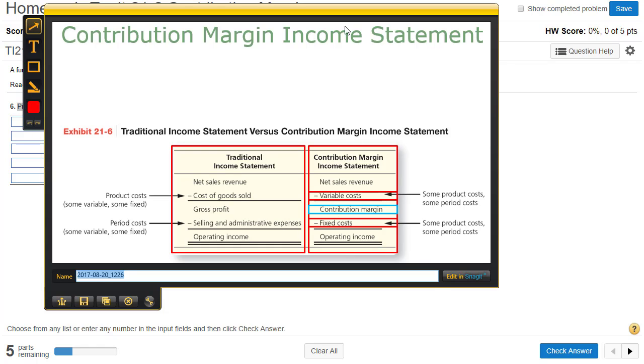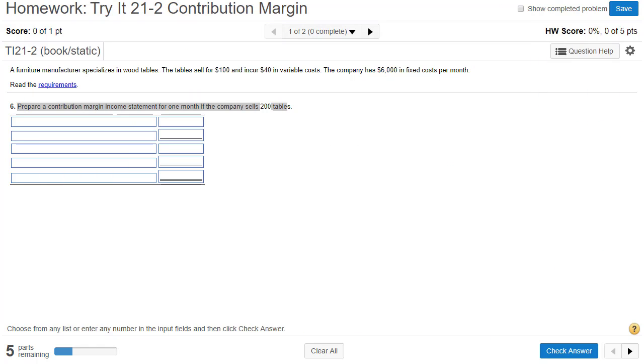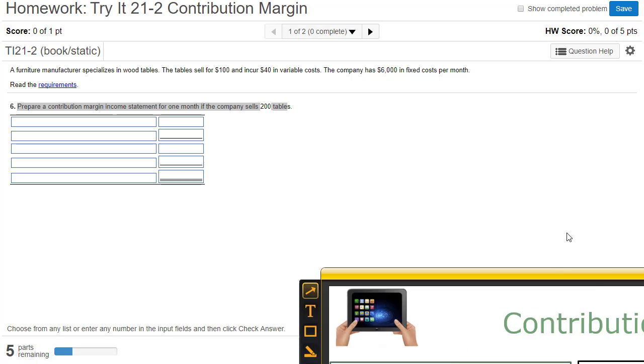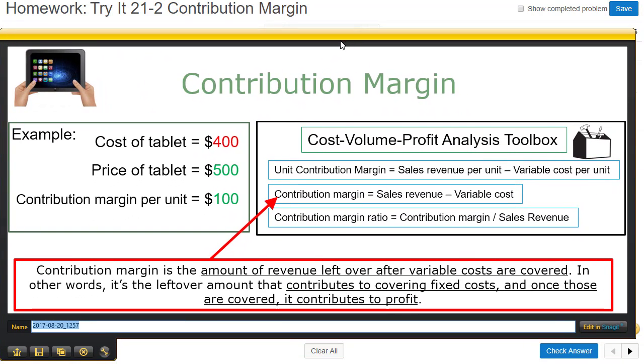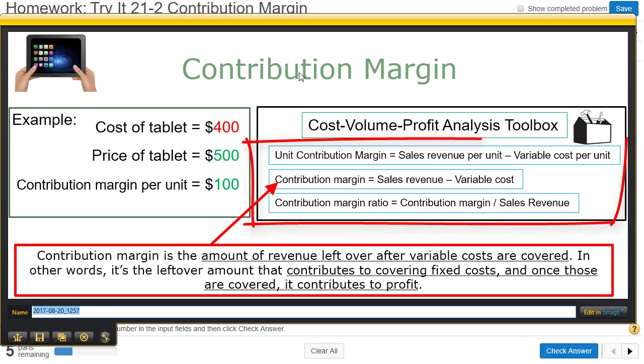So what is contribution margin? What's the definition of that? Well, let's go back to our slides too. Another slide, we have our contribution margin formulas. So here's our CVP analysis toolbox, cost, volume, profit. And we've got 3 different formulas. So contribution margin is right here, sales revenue minus variable costs.